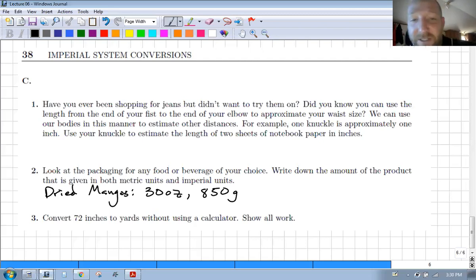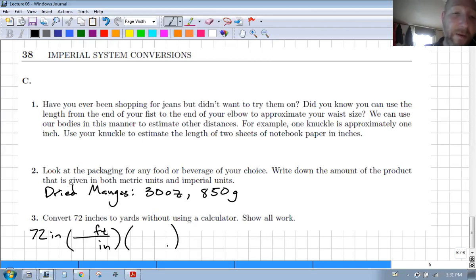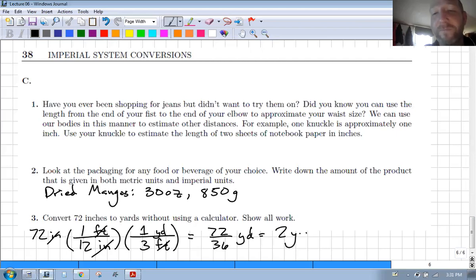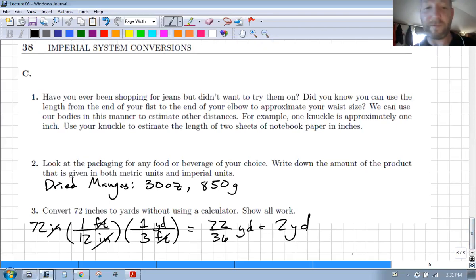Convert 72 inches to yards without using a calculator. All right, 72 inches. I don't know how many inches are in a yard. I know how many inches are in a foot. I know how many feet are in a yard. 12 inches make a foot, and 3 feet make a yard. Inches go away. Feet go away. So we have 72 over 36 yards. So that's 2 yards. Questions? All right.